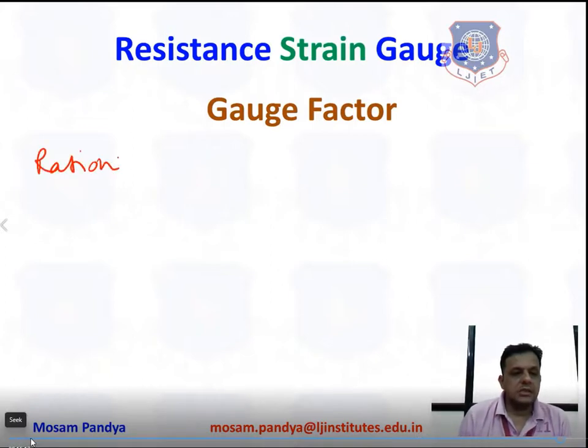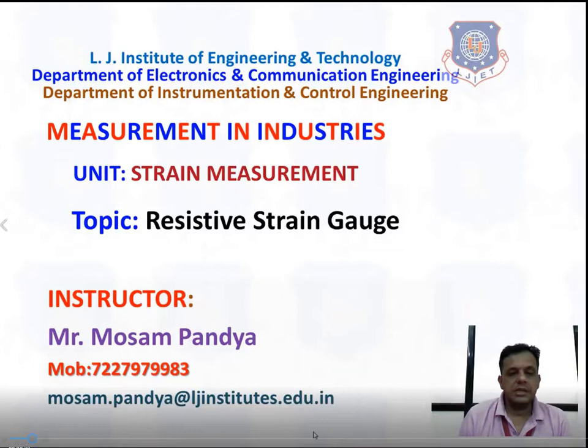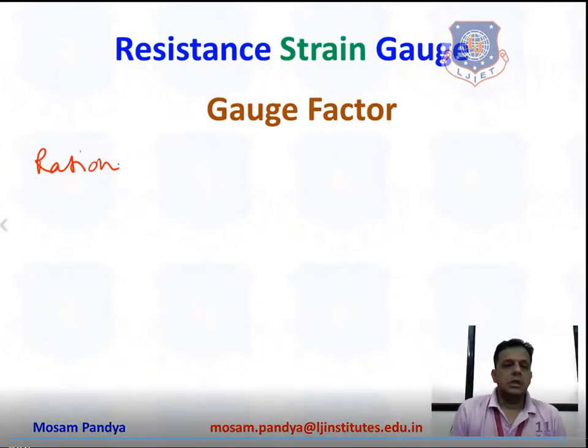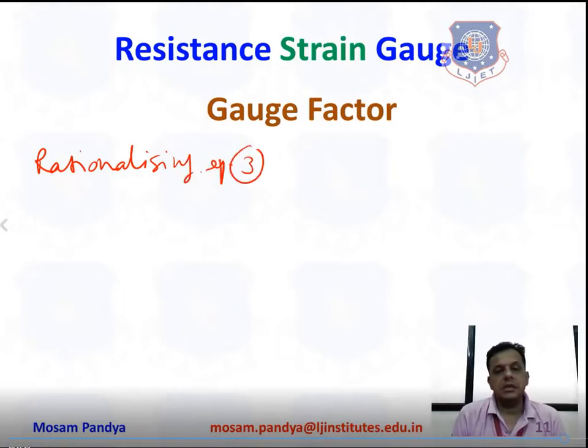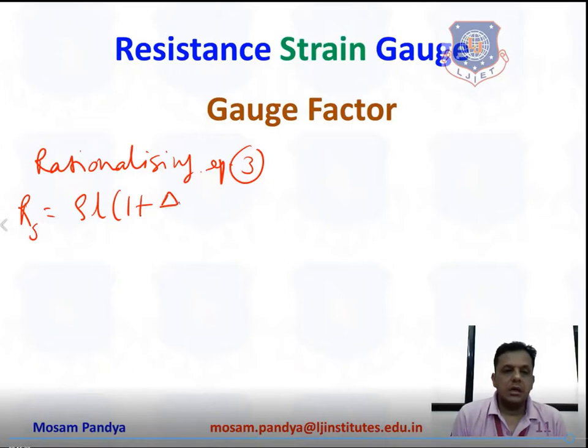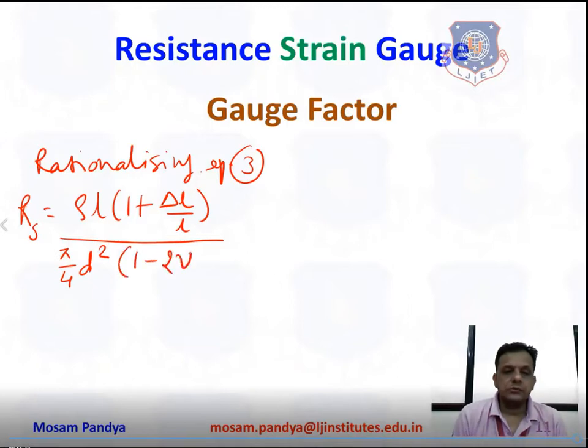So let us rationalize the equation that we have derived by multiplying numerator and denominator with the same quantity. Rs is equal to rho L into 1 plus delta L by L divided by pi by 4 d square in bracket 1 minus 2 mu into delta L by L. This was our equation, and we will be multiplying this.